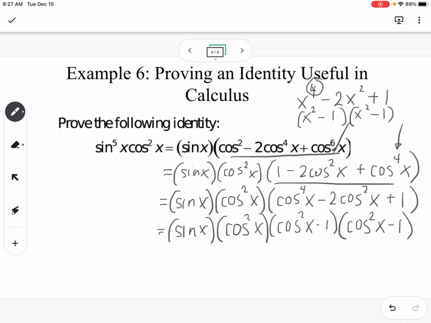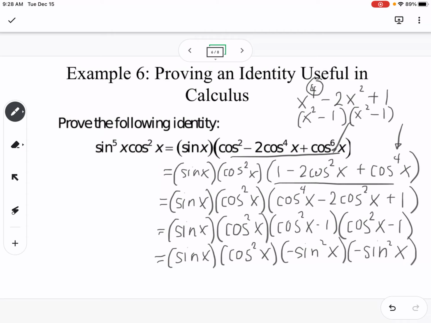Now, cosine squared minus 1, that should remind you of the Pythagorean identity, but it's not sine squared, it's actually negative sine squared. Notice how I'm writing every single little step. So this would be negative sine squared, and this would be negative sine squared. But when we multiply it all out, a negative times a negative is going to turn positive. So that'd be sine to the 4th, times sine would be sine to the 5th, times cosine squared. And you can see that is equal to our left-hand side of our equation, so we are done.